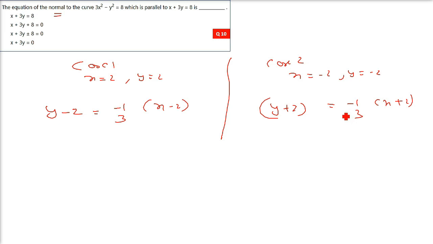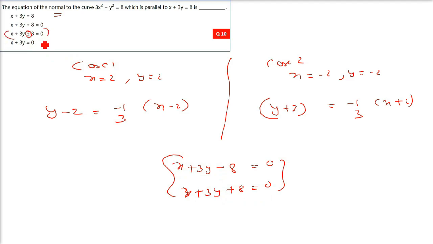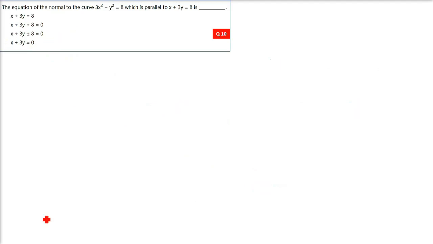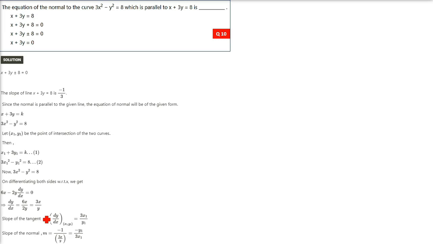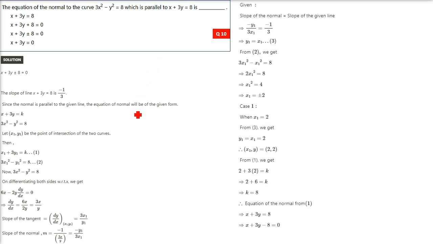When you solve this, you are going to get x plus 3y plus 8 in one case, and in the other case it will be x plus 3y minus 8. This plus 8 and minus 8 can be combined in one equation in order to match the third option which we are getting: x plus 3y plus minus 8 equals 0. So the question can be solved using this flow chart of steps.